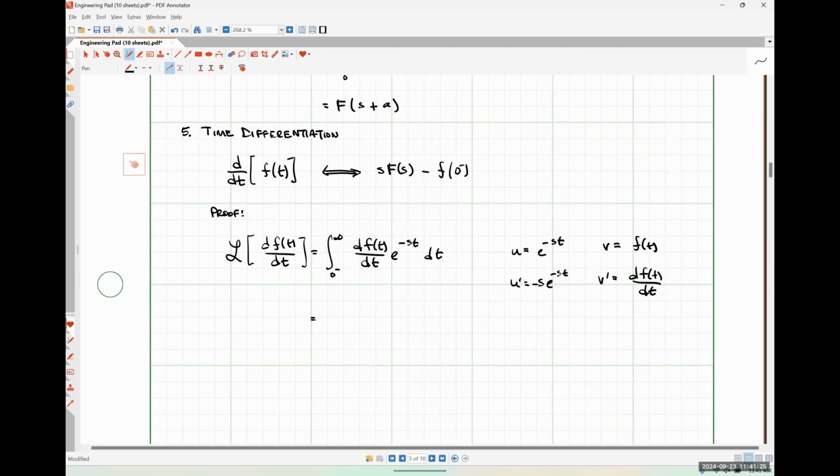So performing integration by parts, I'm going to have uv, so that is f of t e to the negative st evaluated at 0 minus and infinity, minus the integral from 0 minus to infinity of negative s f of t e to the negative st dt.